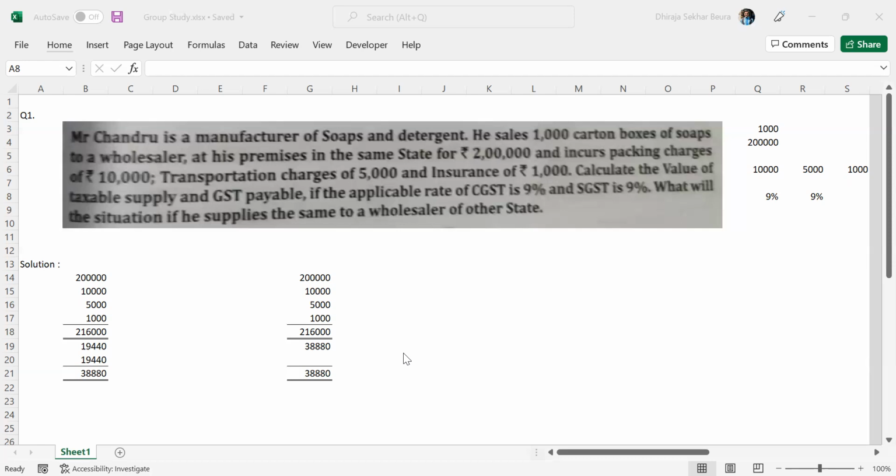So please make sure that we are highlighting that, like I have done it here, 2,16,000. Obviously, the presentation will be according to you. These are just rough calculations. So do ensure to highlight that, because that is what is being asked in the question. It says very clearly, calculate the value of the taxable supply and GST payable. GST payable is how much? 9% of that is CGST, 9% of that is SGST, which comes to 38,880. That is our GST payable. Any questions thus far?